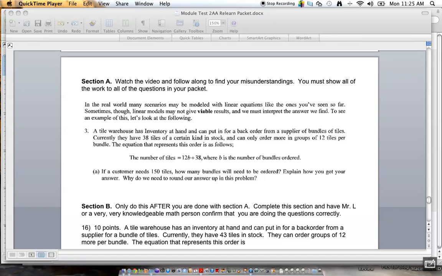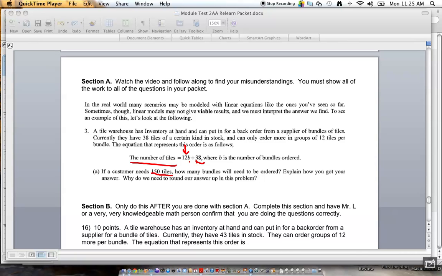Likewise, this formula for the number of tiles says I'm starting with 38. That's a fixed number, it's never going to change. But every time I buy a bundle, there's going to be 12 in a bundle. So I have to take the number of bundles and multiply by 12, and then add 38 to make sure that I have enough tiles for my situation. So let's say that this customer needs 150 tiles. How many bundles would need to be covered?